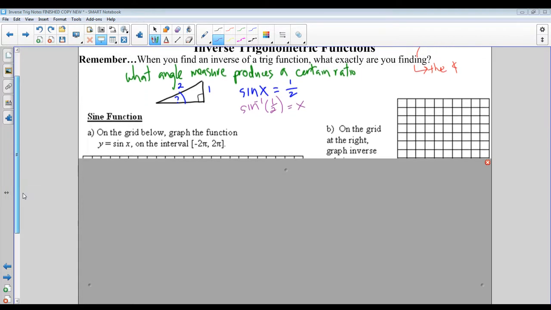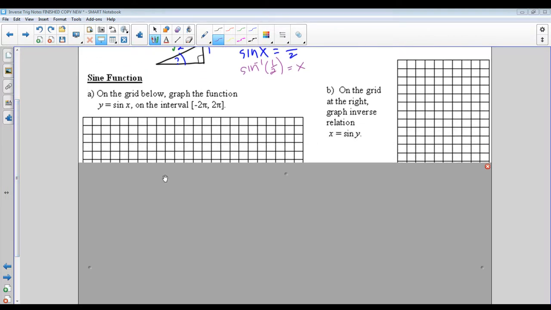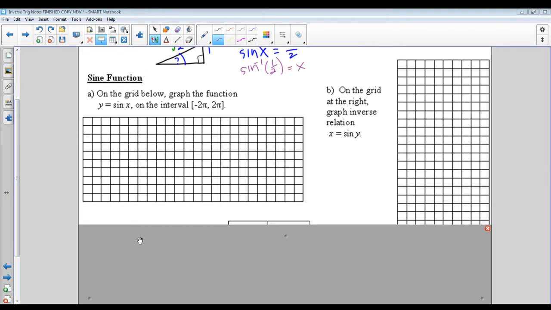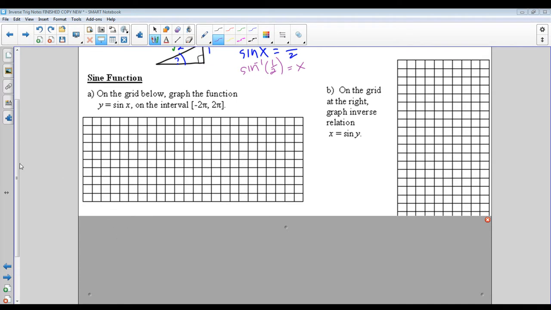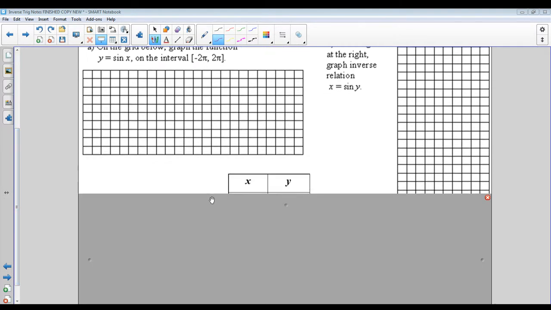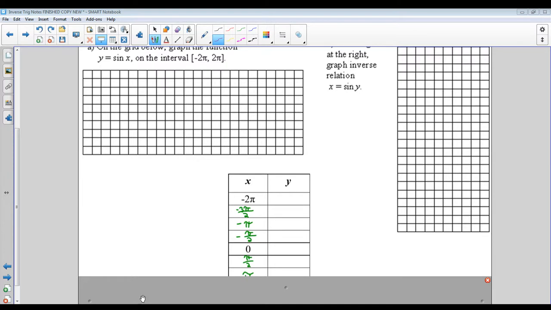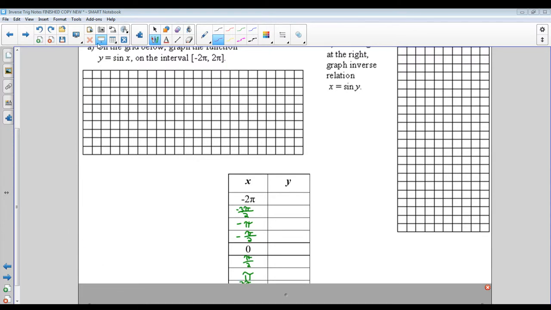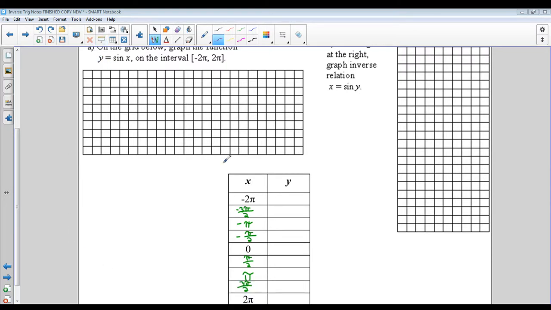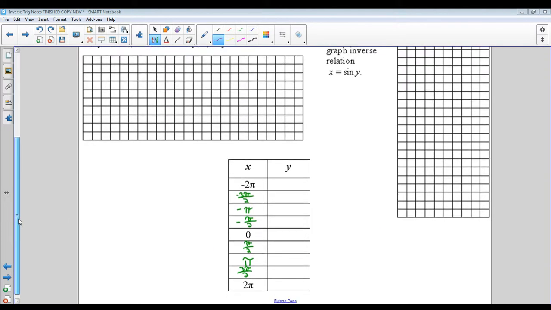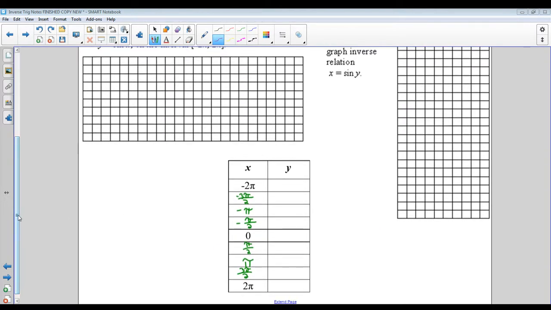What I want you to do, on the grid below, is graph the function y equals sine x from negative 2 pi to 2 pi. I gave you a little table of values here to help you organize your thoughts. I didn't type it all in, but you can do it. I want you to go all the way from negative 2 pi to positive 2 pi, and go from negative 3 pi over 2 to negative pi over 2. You can see my chart there.